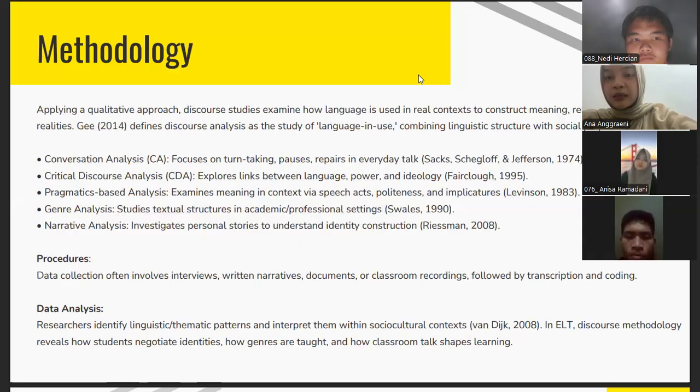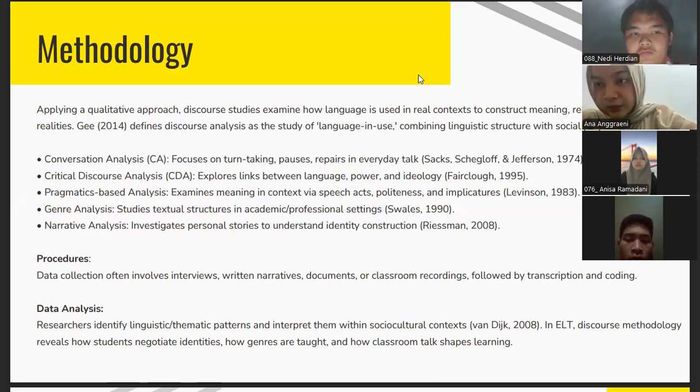Next is narrative analysis. Riessman, 2008, explained this as studying personal stories to understand how people build their identities. For instance, when students share stories about their struggles in learning English, they may show themselves as struggling learners or motivated researchers.